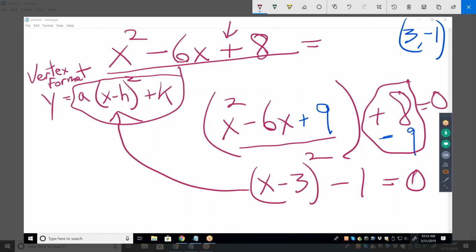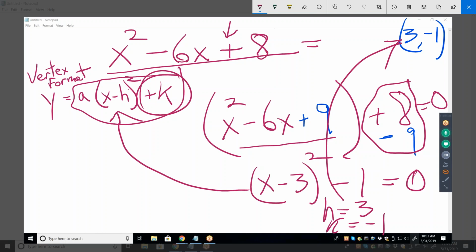Start with the x coordinate of the vertex. 3. Correct. Notice the general format is x minus h. And we have x minus 3. That means h is a positive 3. Correct. So h equals 3, k equals -1 because it's a positive k. Okay? And that's the same vertex as we got the first method.